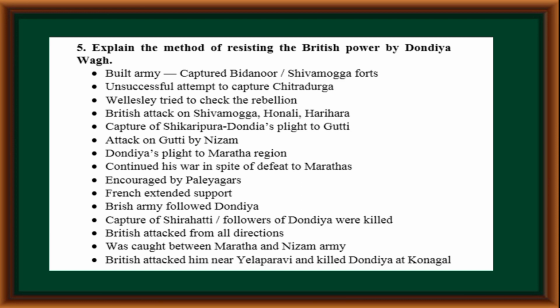Attack on Gutti by the Nizam. Dondiya's flight to the Maratha region. Continued his war in spite of defeat to the Marathas. Encouraged by the Palegars, the French extended support. The British army followed Dondiya. Capture of Shirahatti. Followers of Dondiya were killed. British attacked from all directions. Was caught between the Maratha and Nizam armies. British attacked him near Yeleparvi and killed Dondiya at Konagal.